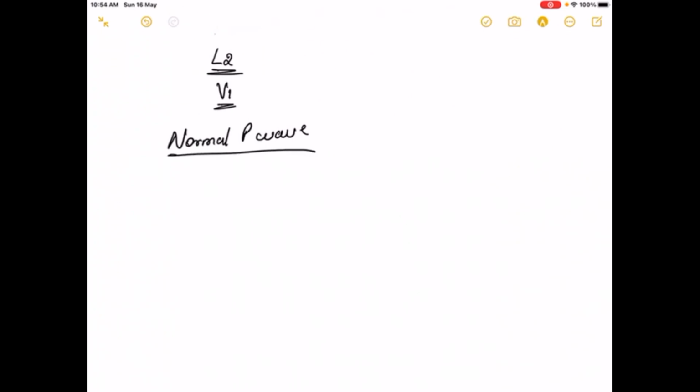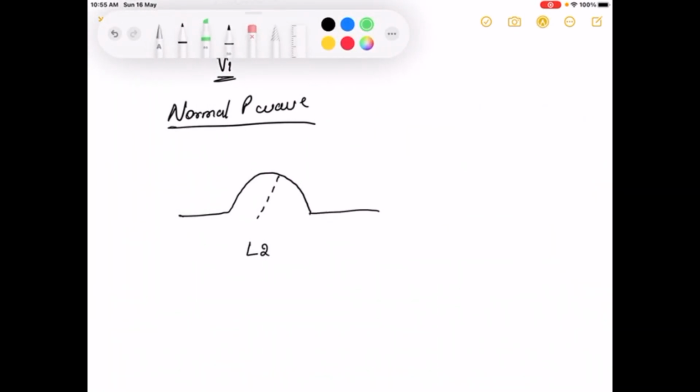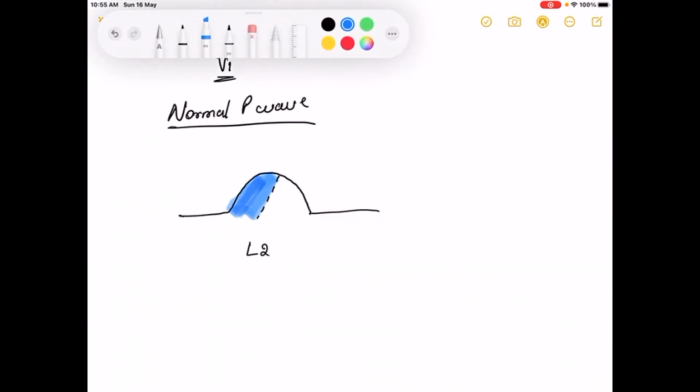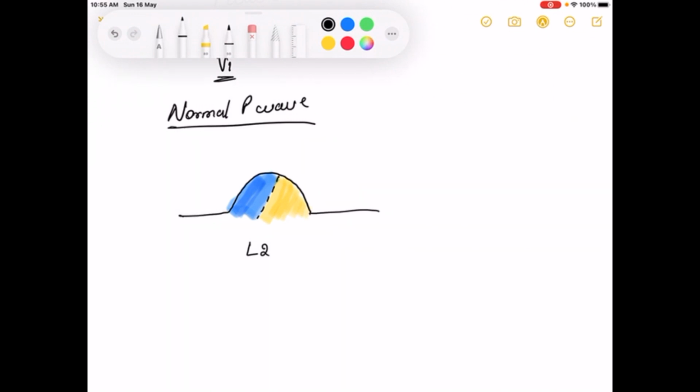Normal morphology of P wave. The normal P wave is a smooth upward wave in lead 2. In lead 2, the normal P wave is a smooth upward wave which can be divided into two parts, the initial part and the next part.